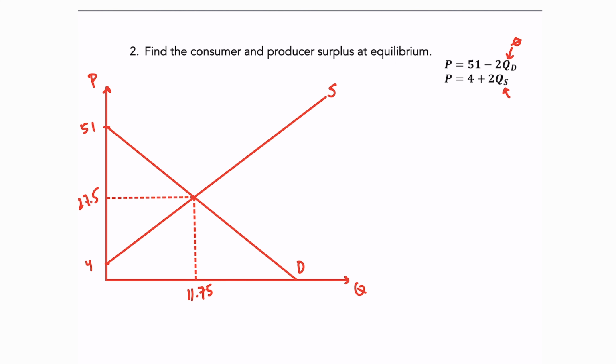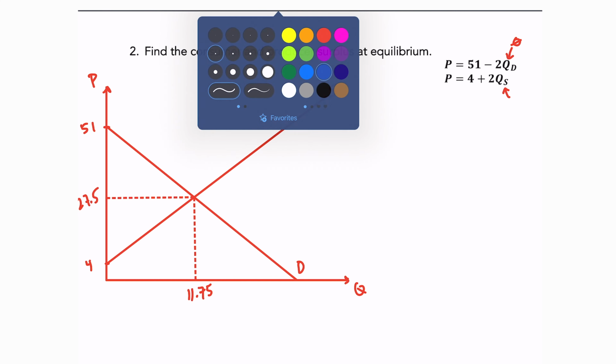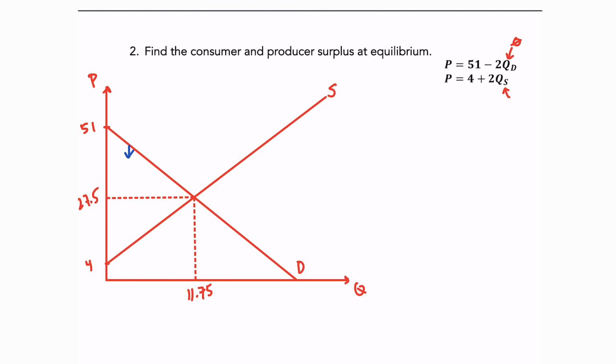The consumer surplus is the triangle that is at the top: below demand, above price, and to the left of the quantity. So that is simply a triangle. Consumer surplus would be the base, which is 11.75, times the height, which is the difference between 51 and 27.5, over 2. So you should get a consumer surplus of 138.06.